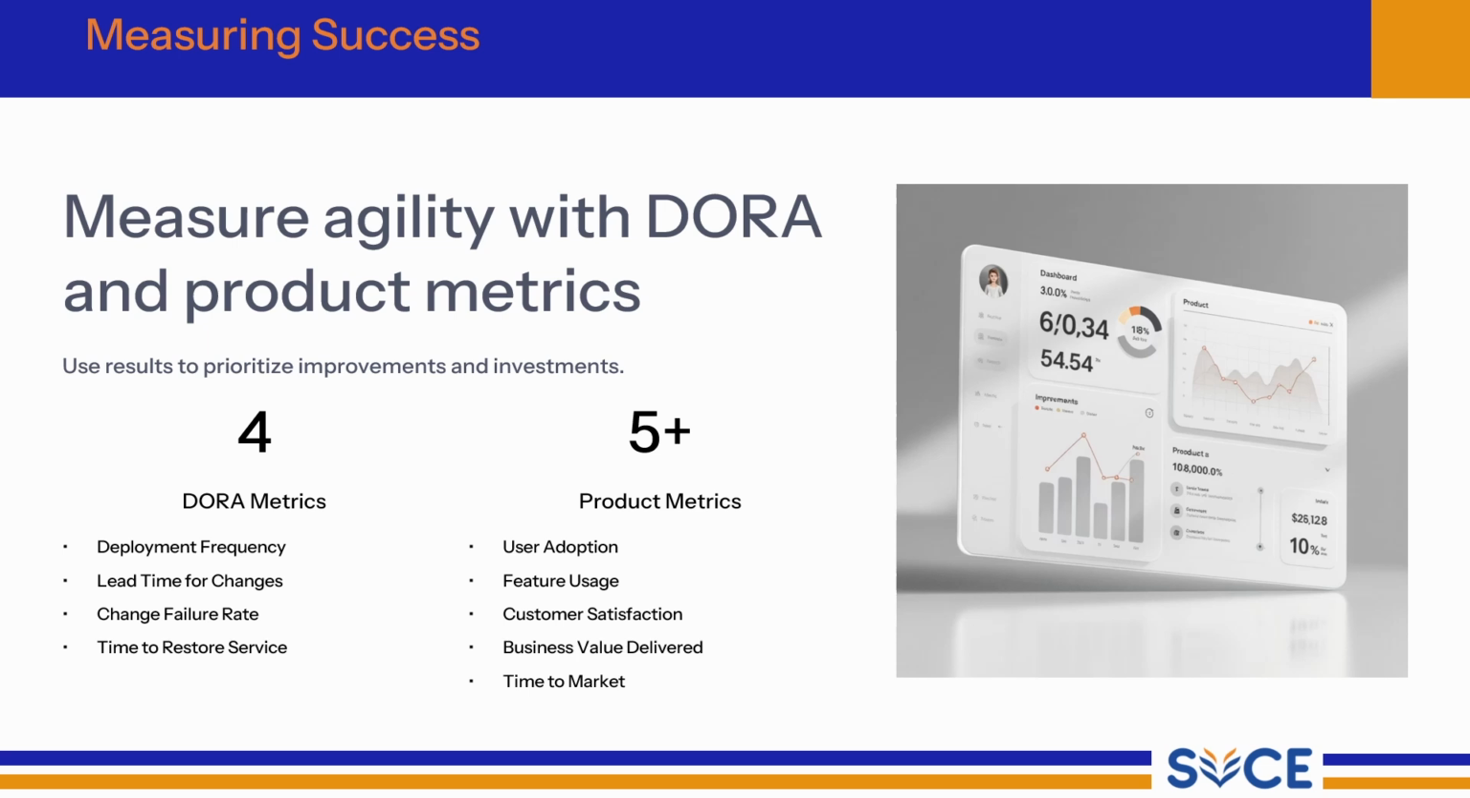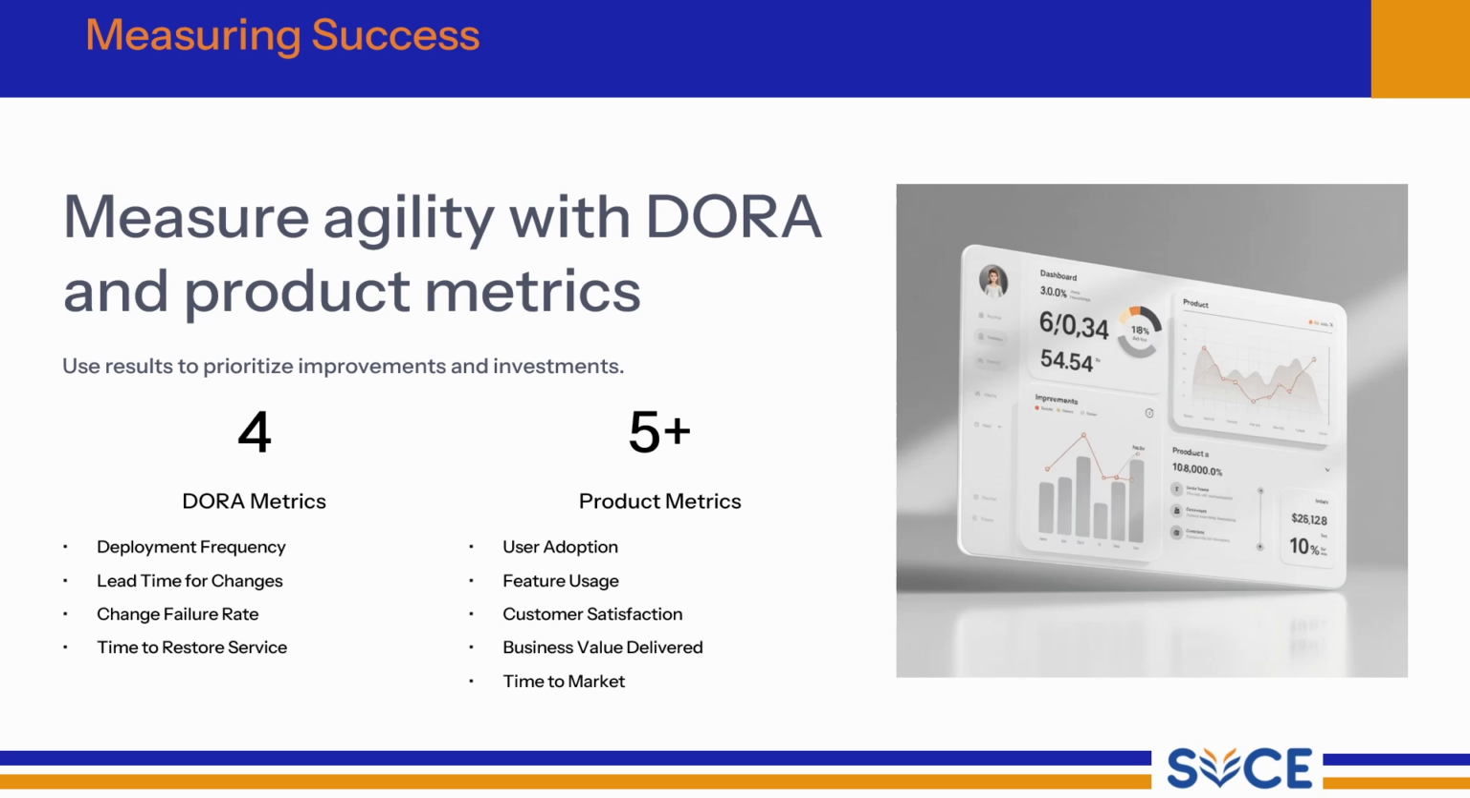The DORA metrics are deployment frequency, lead time for changes, change failure rate, and time to restore service. The DORA metrics are like the heartbeat of DevOps. They tell us how fast we deliver, how often we fail, and how quickly we recover. That is speed, stability, recovery.